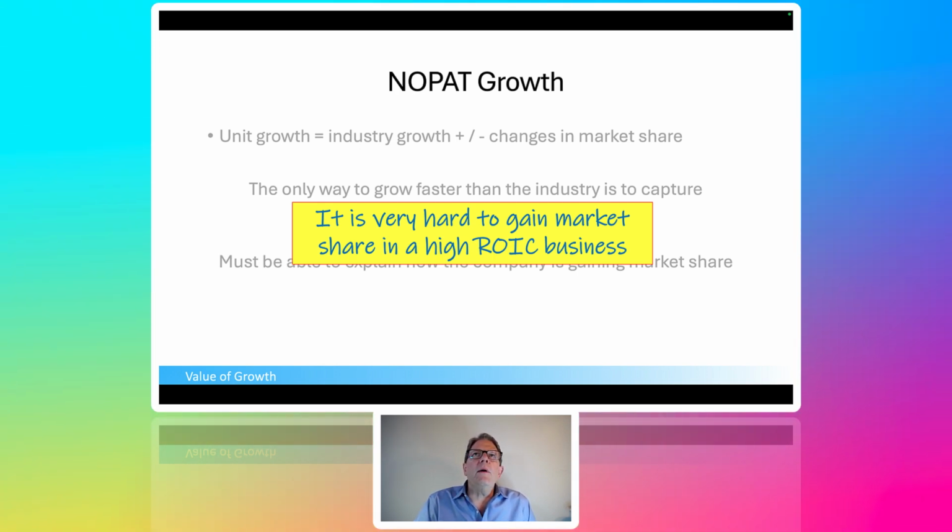I get arguments from investors, portfolio managers, and students all the time about this. It's just straightforward. It is almost impossible to gain market share in an industry that has customer captivity. By definition, the best businesses have customer captivity. I don't think there's anywhere else to hide.